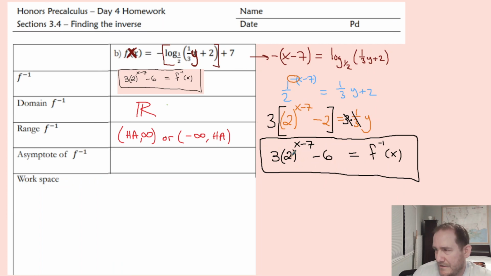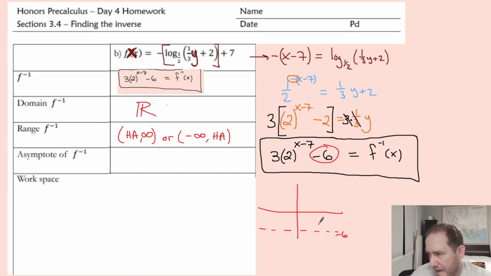We know that our parent function would have its asymptote at 0, so this vertical shift down 6 is going to put our asymptote down here at negative 6. We know that with a base of 2, we represent a growth model. The 7 just wants to push me to the right. That doesn't change much. Fine, I'll move to the right. And the 3 just wants to stretch me vertically by a factor of 3, fine. That just means I grow a little bit more quickly.